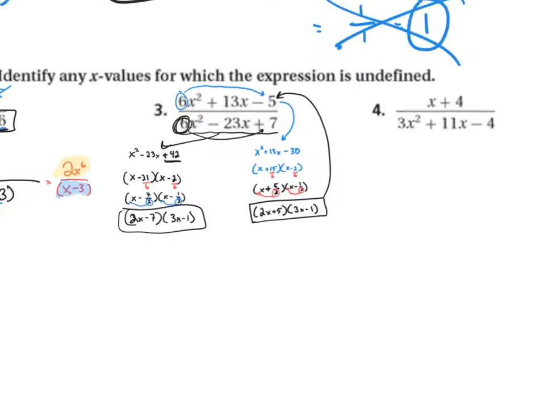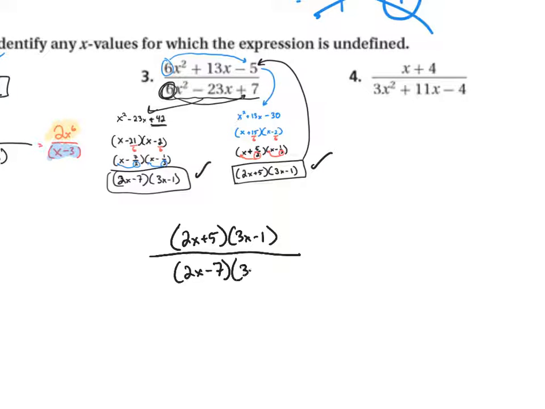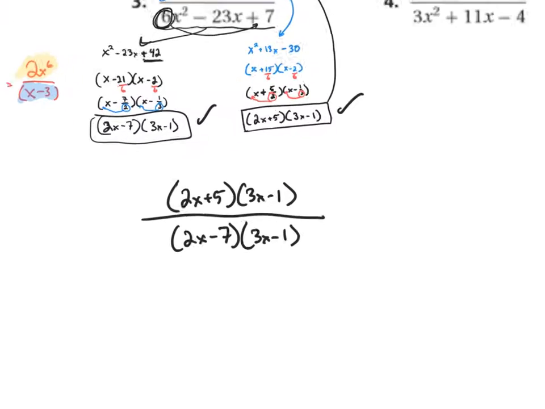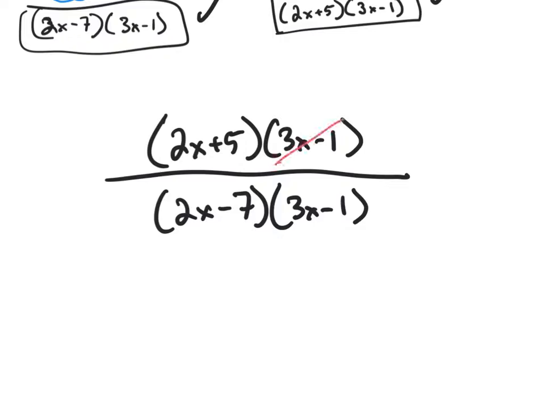So let me now restructure this whole thing. It gets a little complicated, doesn't it? 2x plus 5 times 3x minus 1 on the top, right? That was this one. This one is going to be on the bottom: 2x minus 7 over 3x minus 1. Now that we have factored the top and factored the bottom, do you see anything that can cancel? Yeah, how about this group, which is exactly the same as this group. So they actually cancel each other out.